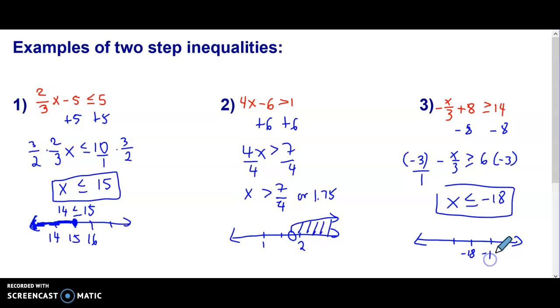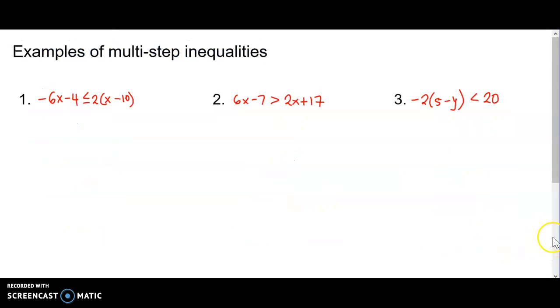Be careful with your negatives. And less than or equal to again, which means closed circle as in the first example, and go to the left. Anything I choose in there would be working. So the negative 20 will be less than or equal to negative 18. That's 2-step inequalities. Some examples on multi-step.